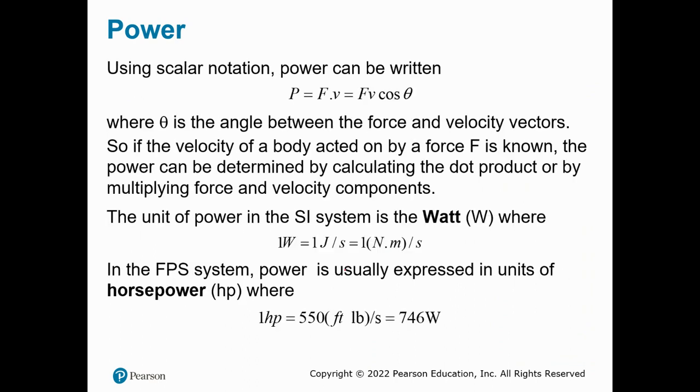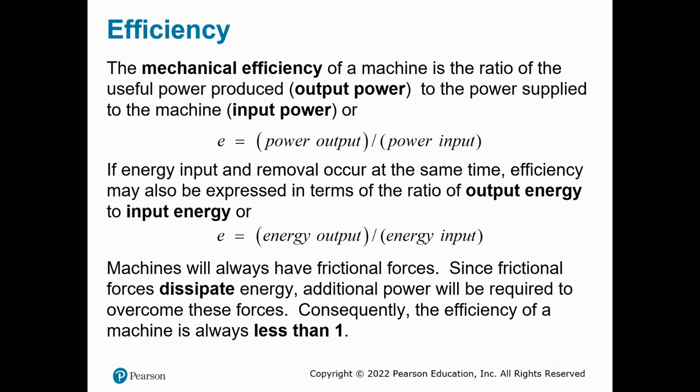Using the scalar notation, power can be written as P equals F V cosine theta, where theta is the angle between the force and velocity vectors. So if the velocity of a body acted on by a force F is known, the power can be determined by calculating the dot product or by multiplying the force and velocity components. The unit of power in the SI system is watts, where 1 watt equals 1 joule per second, that is 1 newton times meter per second. In the FPS system, power is usually expressed in horsepower, where 1 horsepower equals 550 foot-pounds per second, which is equivalent to 746 watts.